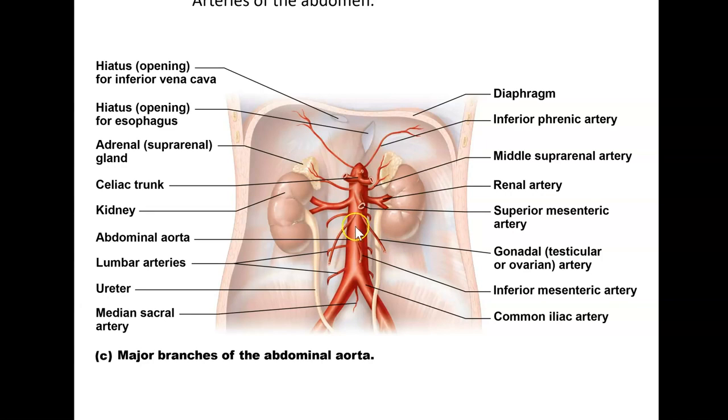ovarian artery. Continuing on down, we can see our singular inferior mesenteric artery that would supply the distal portion of the colon and the rectum. At the level of LV4, we have a bifurcation into the common iliac arteries to go over to the right and left lower extremities and pelvic regions.